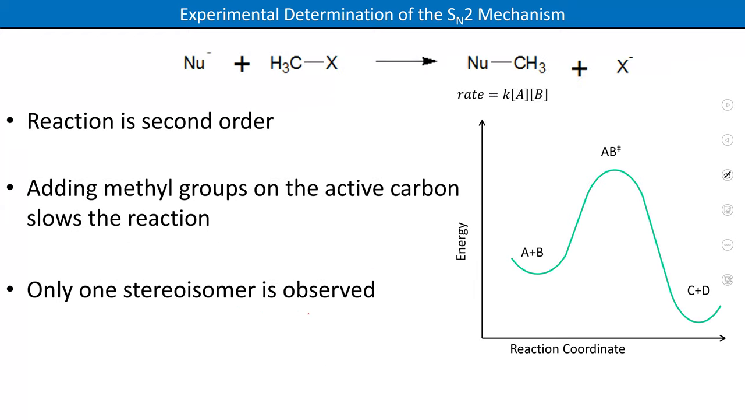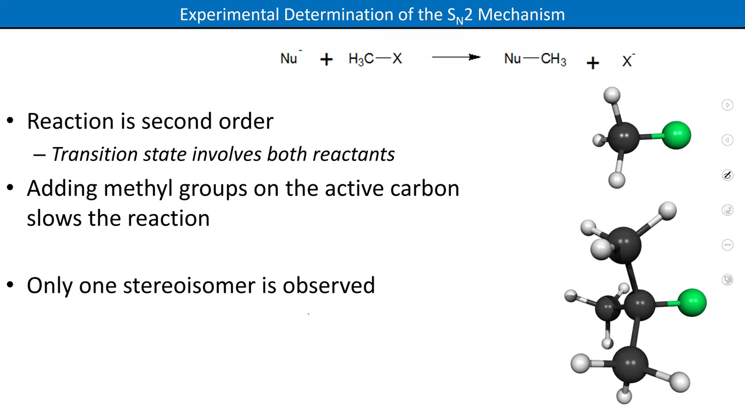So if you add methyl groups to the active carbon, why would that slow the reaction down? More sterics, just more stuff in the way. If you're trying to bring your nucleophile in and attack the active carbon, you've got to have room to get to the active carbon. So that makes a lot of sense. And we can see that too. If we just build ball and stick models of 2-chloro-2-methylpropane versus chloromethane, there's just a lot more stuff in the way that's going to make it harder for your nucleophile to attack.